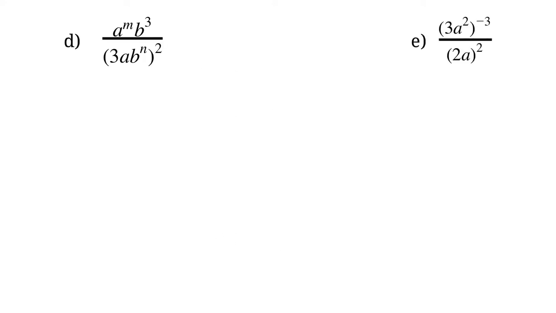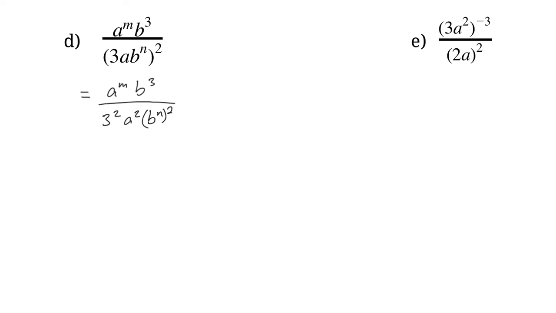Here's our next one. We can't actually simplify anything in our numerator further, so we're going to keep that exactly the same, a to the power of m times b to the power of 3. But in our denominator, we have this exponent of 2 on the outside of these brackets, so that exponent applies to everything on the inside of the brackets. So that means this is 3 squared times a squared times (b to the power of n) all squared.